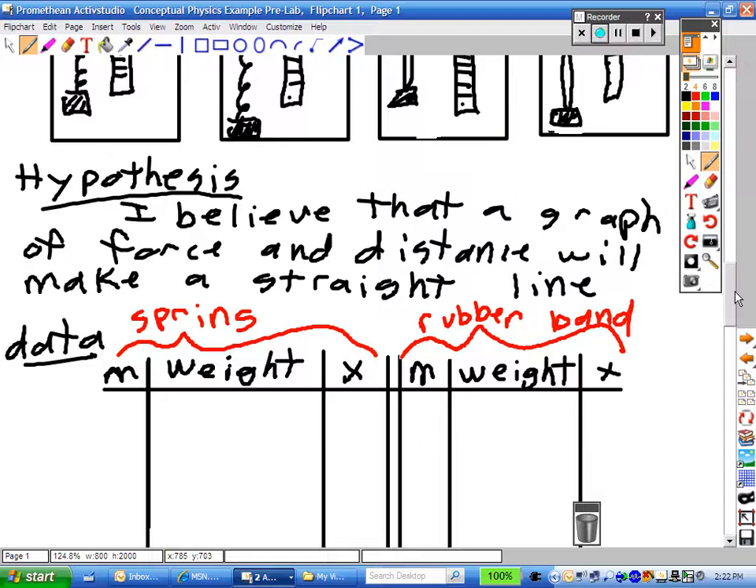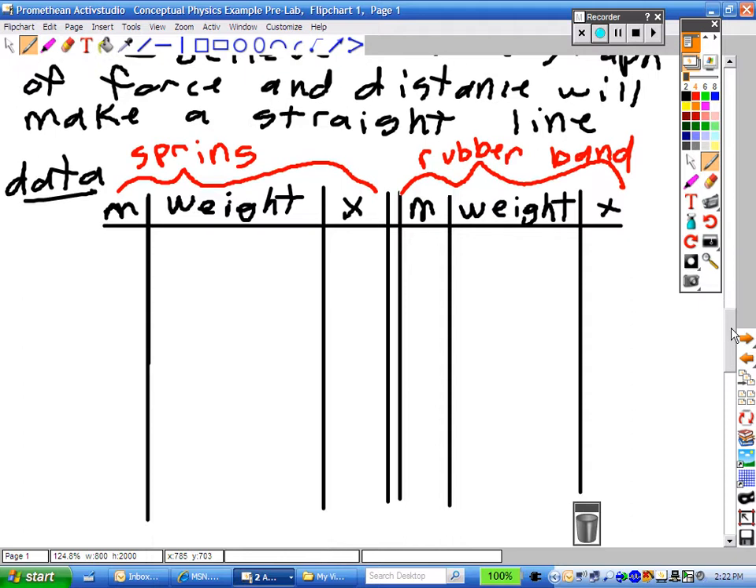I believe that a graph of force and distance will make a straight line. Maybe that's something that you think is going to happen. You can test it by experimentation. The experimentation is done by a data table.